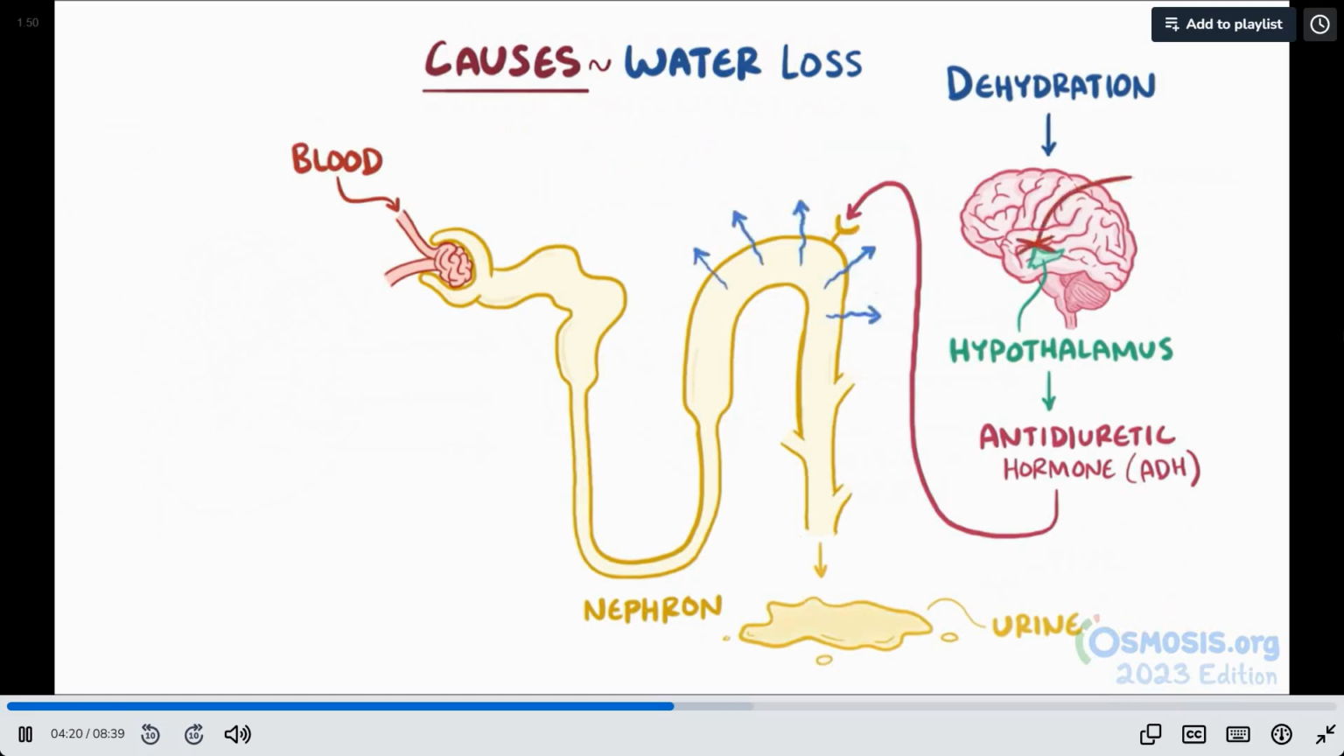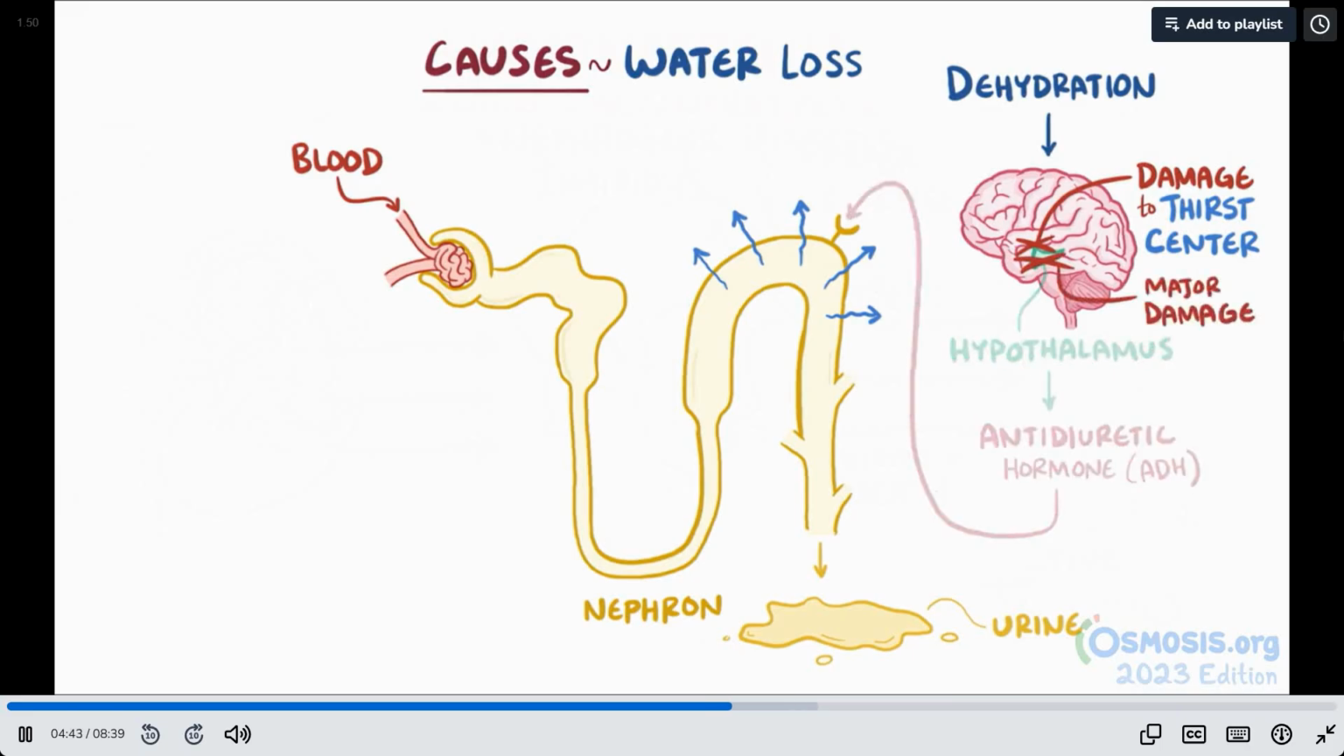Alternatively, there might be brain damage that only affects the thirst center in the hypothalamus, rather than the ADH secreting part of the hypothalamus. Here the kidneys aren't losing water, but the person drinks too little water while still losing some through the sweat, again resulting in hypernatremia. In rare cases, when there's major damage to the hypothalamus, ADH may not get released and the thirst center might be destroyed, which means that the person will lose a lot of water in the urine and still won't feel thirsty, which is a dangerous combination.